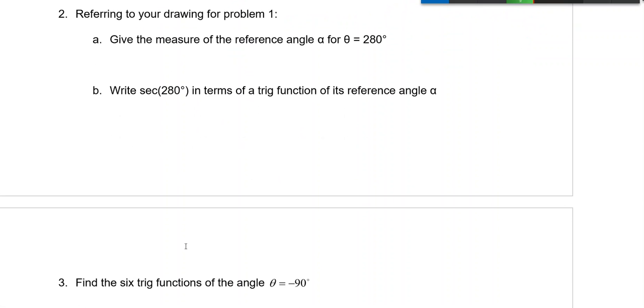We already marked the reference angle. It's 80 degrees. Secant 280: any trig function of any angle is equal to that same trig function of its reference angle, except for a possible change in sign, the plus or minus sign. It could be plus or minus. We're not sure yet because we haven't explored the quadrant. But in terms of magnitude, absolute value, it's going to be the same.